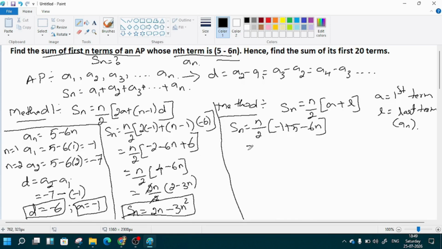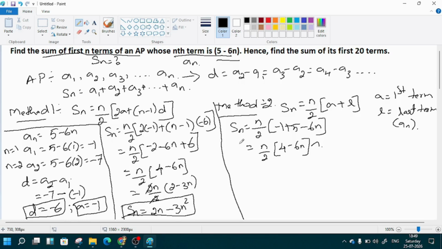Just after substituting the last term, I am going to work it out here. So this becomes 4 minus 6n. See the terms, we got it here in just the second term itself, but the first method takes a long time and you need to calculate the d value also. So this one, method 2, is the easiest way.